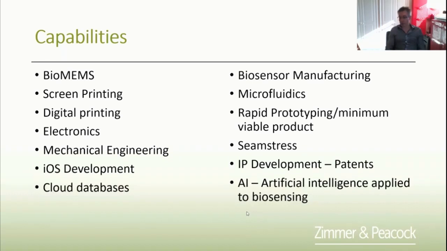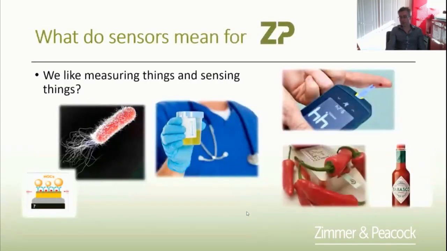We also do microfluidics. We also do IP development, and we also do a lot of AI, artificial intelligence work as well. Biosensing can mean things from the blood to urine. We also do biosensing in food as well.